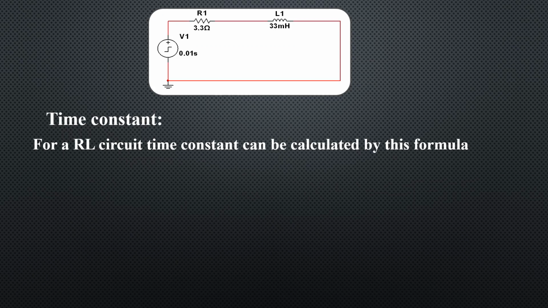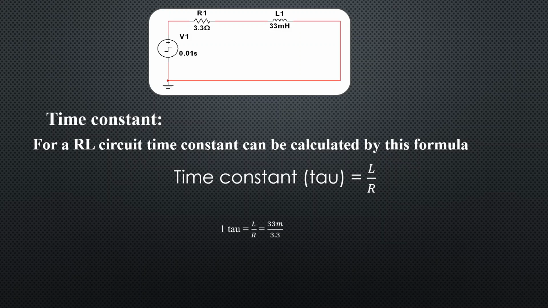Okay, so what we are going to calculate now is the time constant. For our RL circuit, the time constant can be calculated by this formula, L upon R, and we call the time constant tau as well. So here L upon R will be 33 millihenry upon 3.3 ohm, and it will become 0.01 second, which is equivalent to 10 milliseconds. In terms of frequency, 1 upon T is equal to frequency, and it will be 100 hertz.